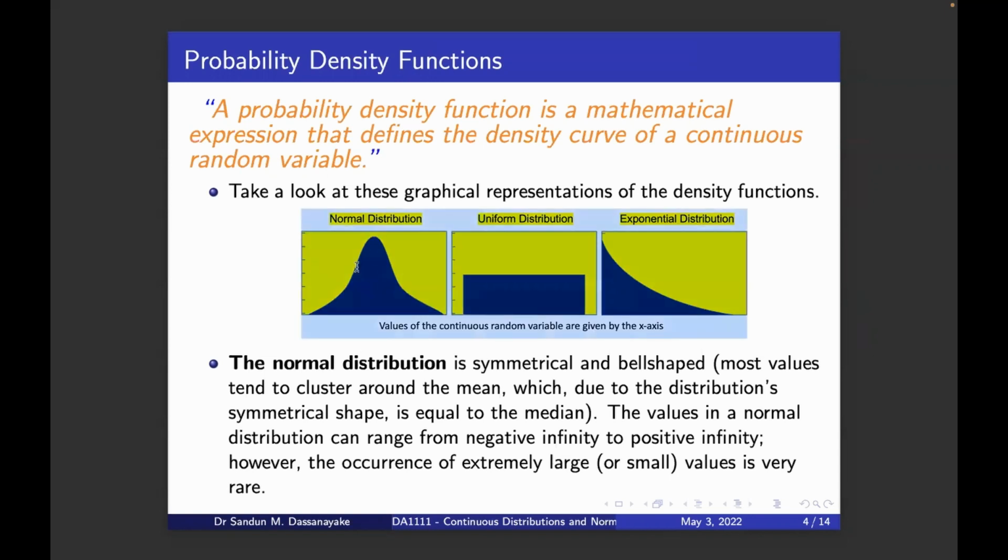Now take a look at the normal distribution. This is the normal distribution, the first one. It's a bell-shaped curve, symmetrical and well-shaped. Most values tend to cluster around the mean, which, due to the distribution's symmetrical shape, is equal to the median. Now, by this time, I guess you have learned about the mean, median, standard deviation, and some characteristics of a distribution. When we talk about the median, it's actually the second quartile of the distribution. So first quartile, second quartile, and third quartile. The median lies in the second quartile, and the mode is what divides the distribution as symmetrical means.